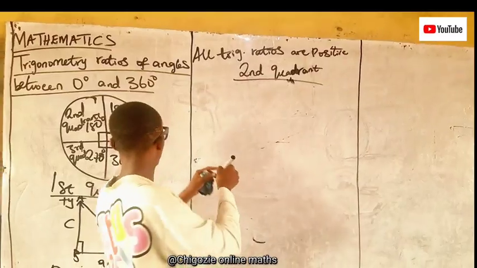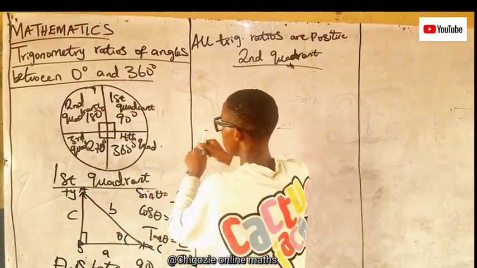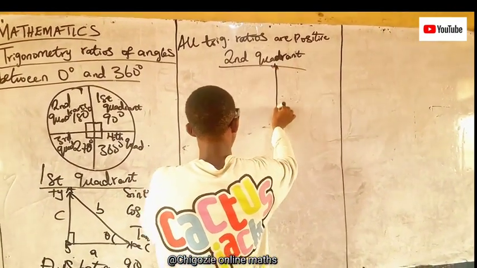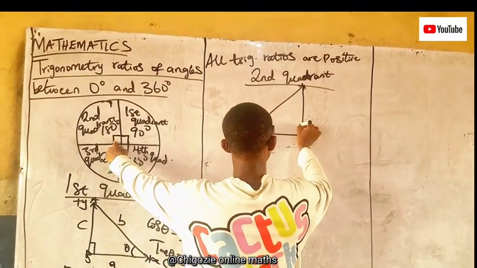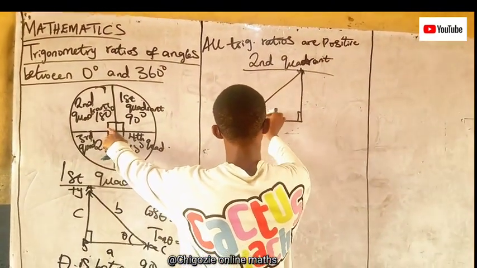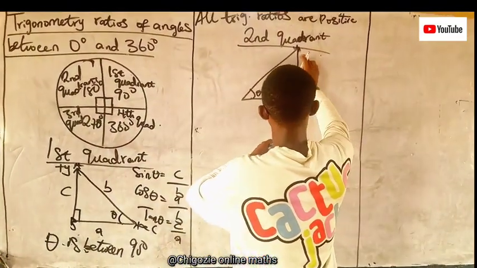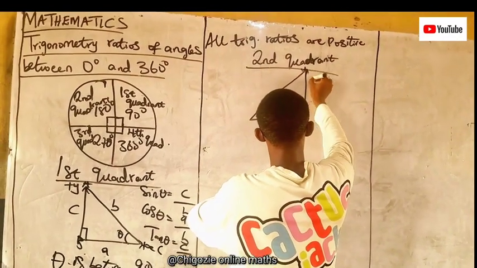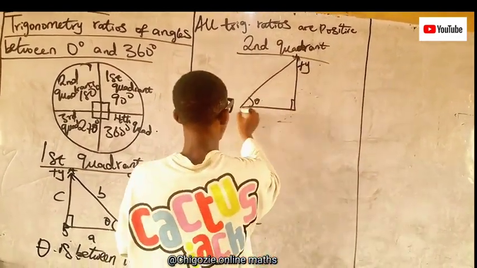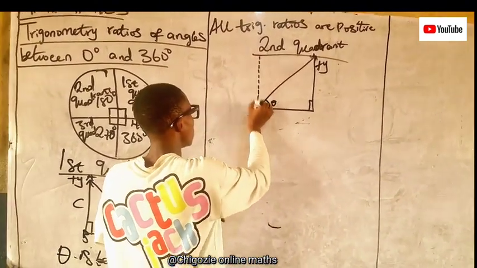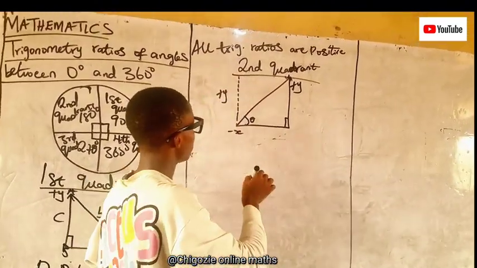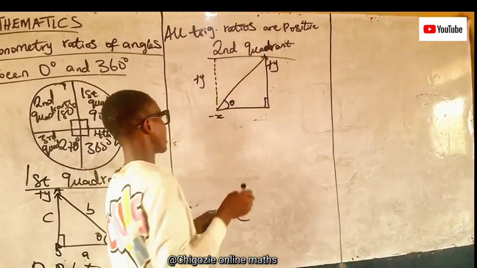Now, in the second quadrant, we have this. Here is our theta. Here is our 90 degrees. Here is the positive y-axis. And here is the negative x-axis.